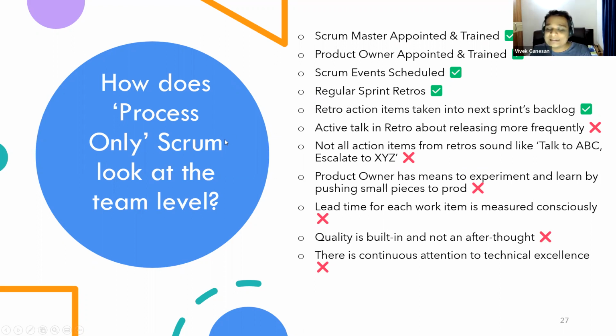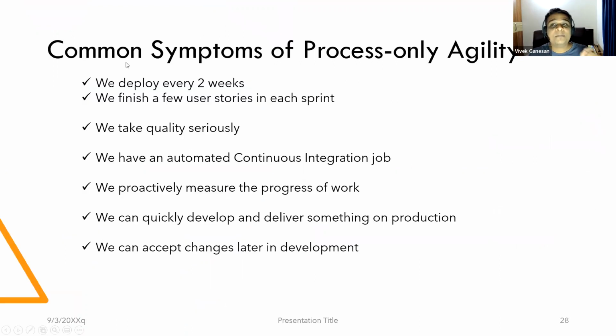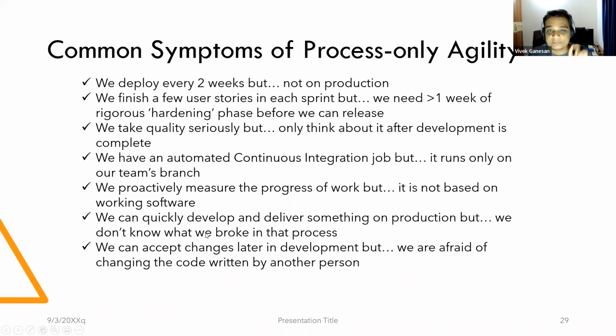I'll give you an alternate view of common symptoms of process-only agility. When you do process-only agile transformations, these things are checked. I will tell you how. We deploy every 2 weeks, okay. We finish a few user stories in each sprint, okay. We take quality seriously, okay. But all of these good things come with a but.